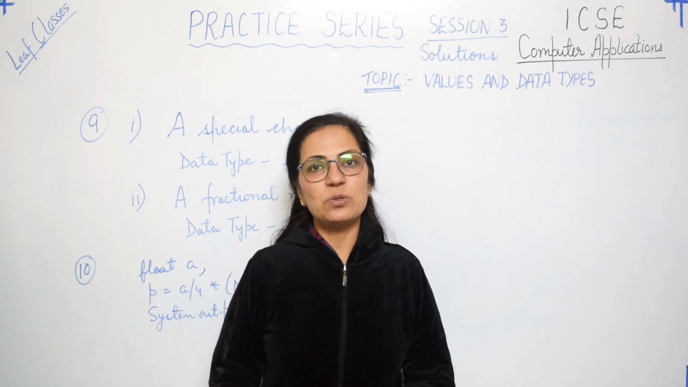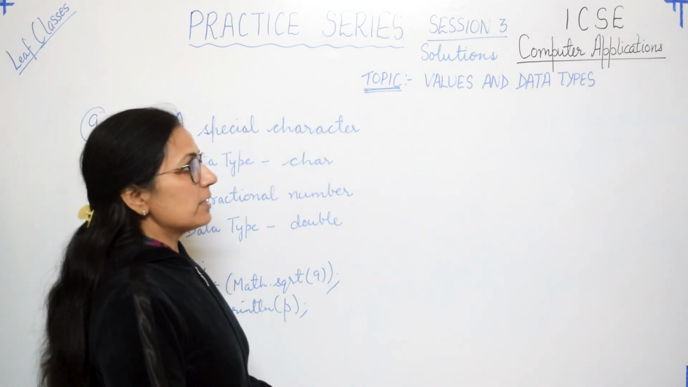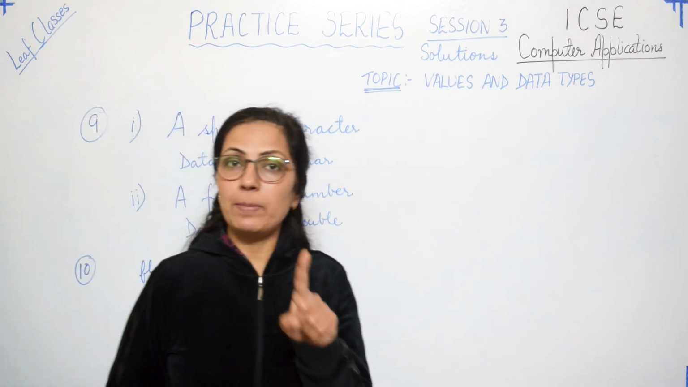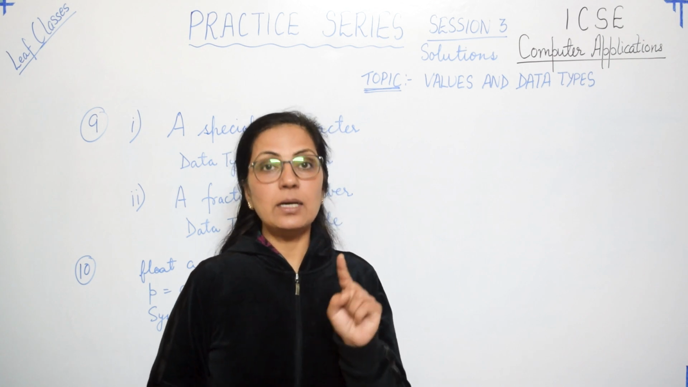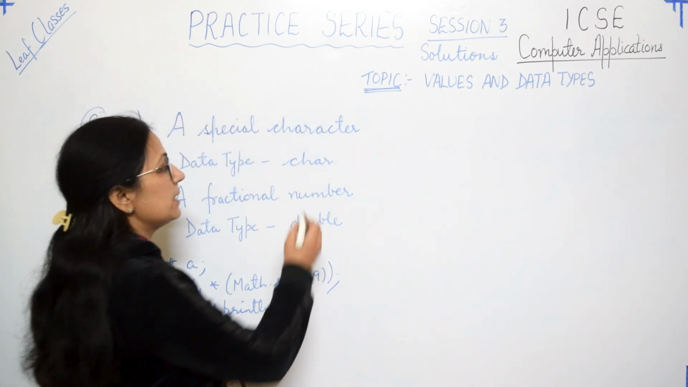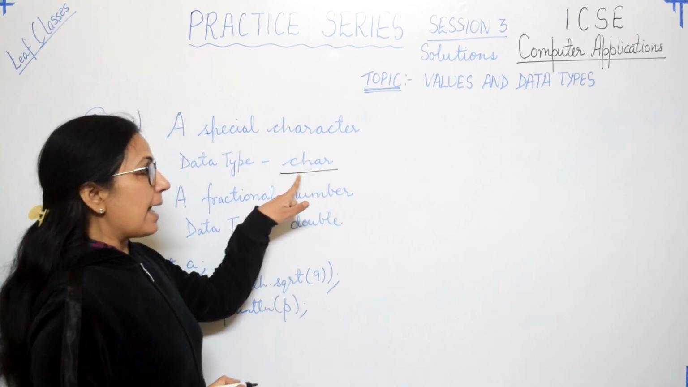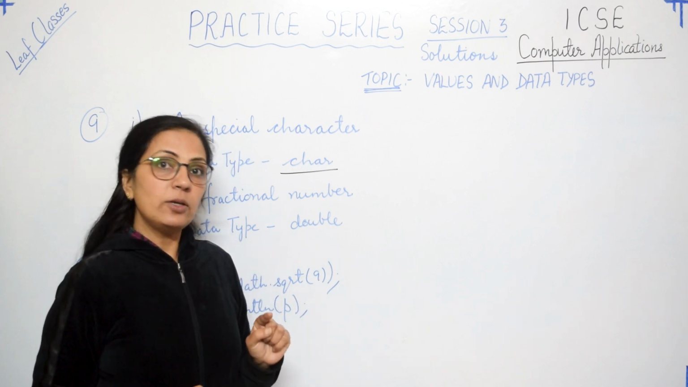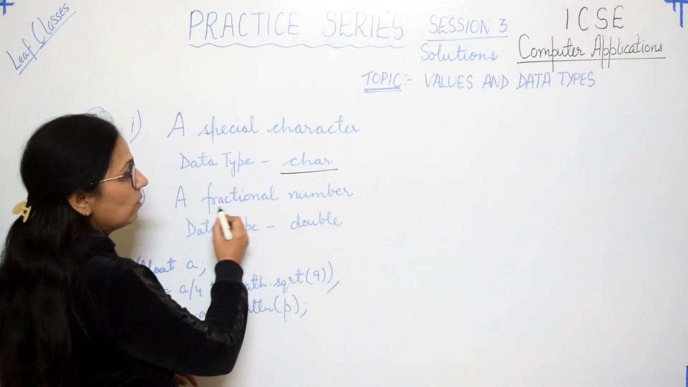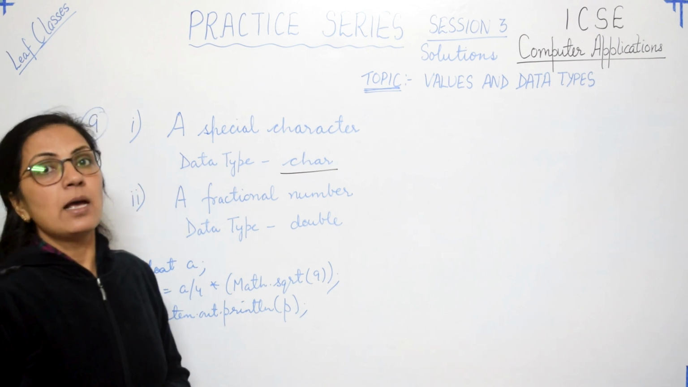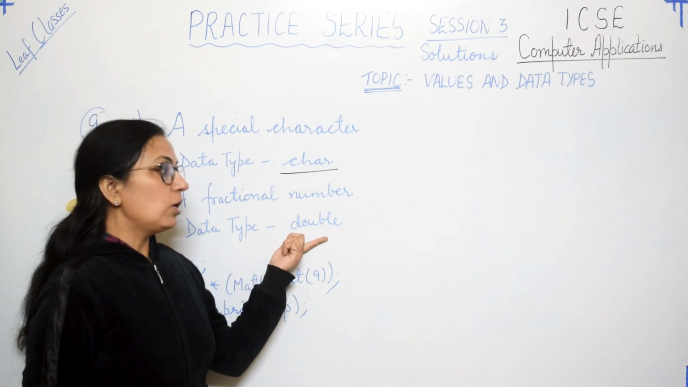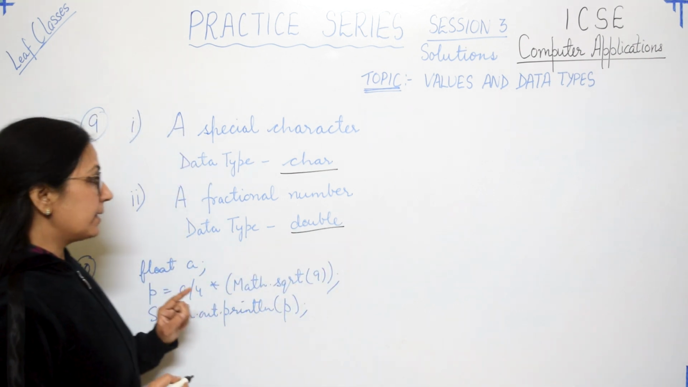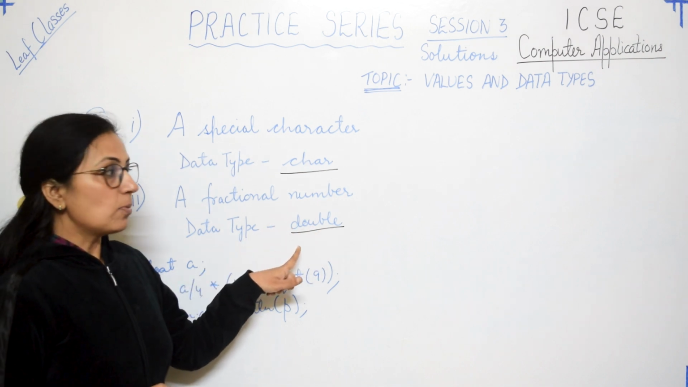Question number 9 says to give the data type for the following. First, the special character. Wherever this character word is coming, that means we want to store a single character. So the data type is char. Children, please take care of writing the char word. C also has to be small. If you write in capital, you may lose marks over there. Then the second one is for a fractional number. That means for decimal values also we use the double data type. So here also take care of capital and small letters. Everything has to be written in small case.